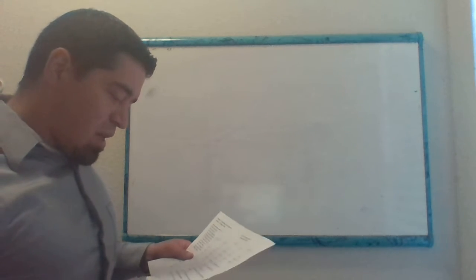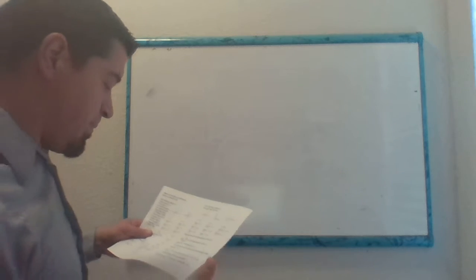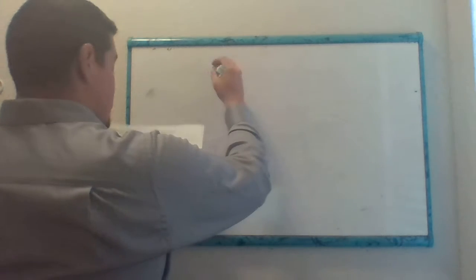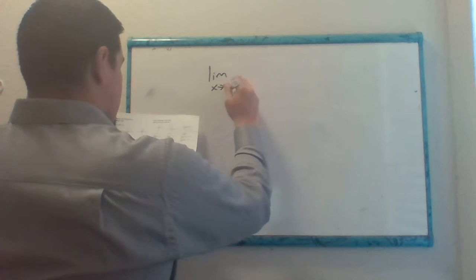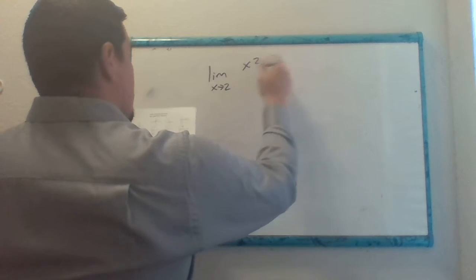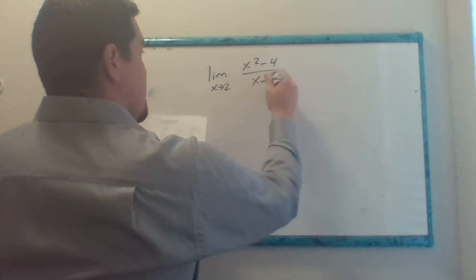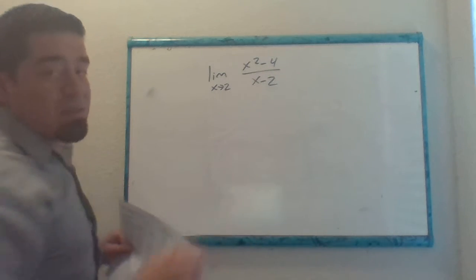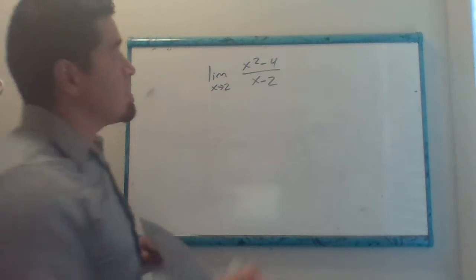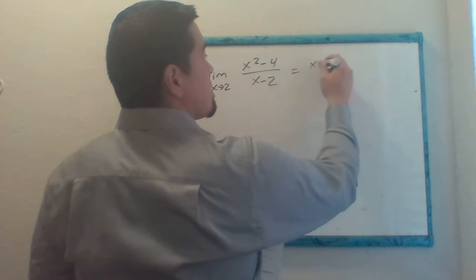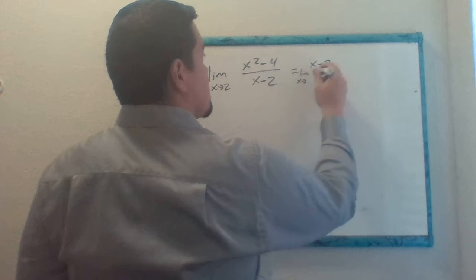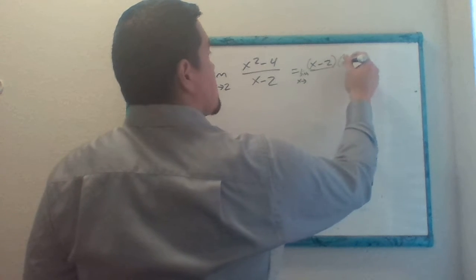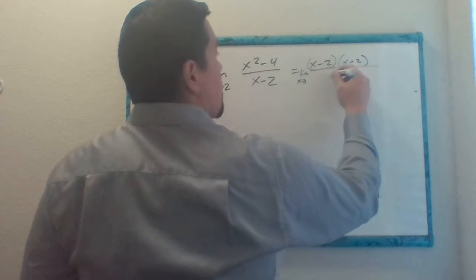And so I want to talk a little bit more about some of the ones that we did in the past. Like, for instance, there's one on your paper as well, x squared minus 4 over x minus 2. And things like these, if you can factor, it's usually a good idea to factor. So then you'd have the limit as x approaches 2 of (x minus 2)(x plus 2) over x minus 2.